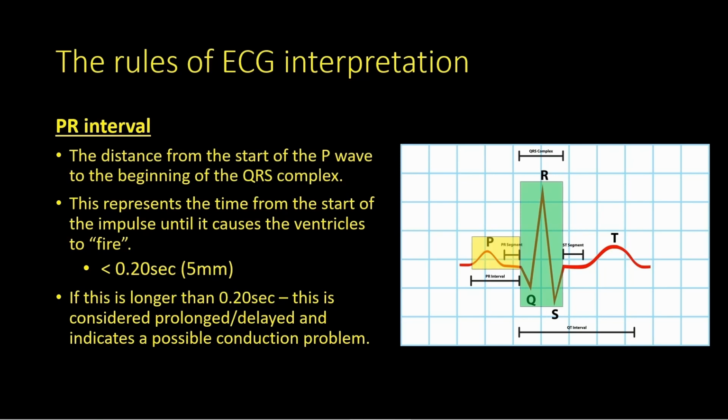So if we look here, this would go from this point here over to this point here. So we'd say, okay, it's maybe 2 boxes, so it's about 0.08, maybe a little bit longer than that, maybe 0.10, but definitely well under the 0.20 or under the 5 small boxes. Once we've looked at the PR interval and we've determined what it is, then we'll look at the QRS complex.